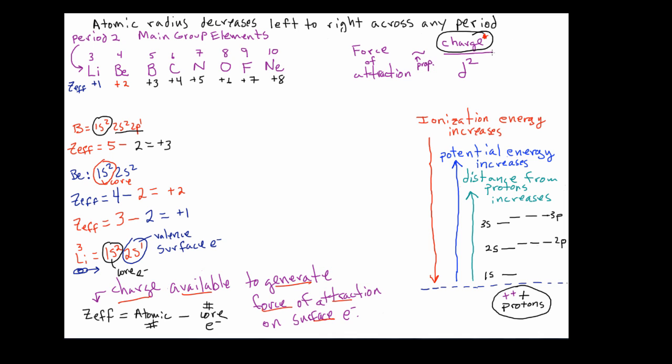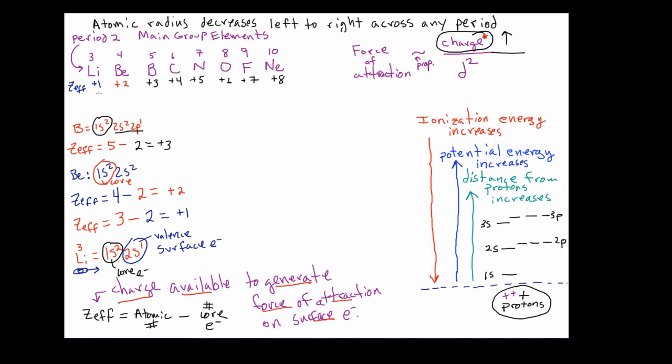So I'm going to extend out my fraction bar. I'm going to put an arrow like this to indicate that as we go left to right across any period on the periodic table, your charge, so the numerator, that part of this fraction, is increasing as we move left to right. So the force of attraction on the surface electrons is going up as we go left to right across the periodic table.